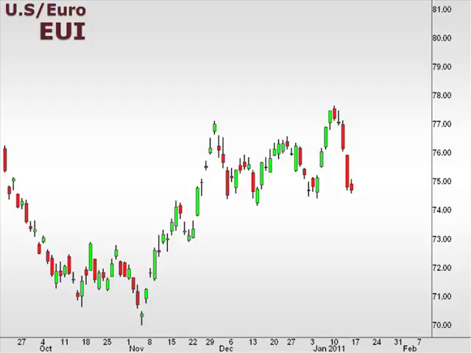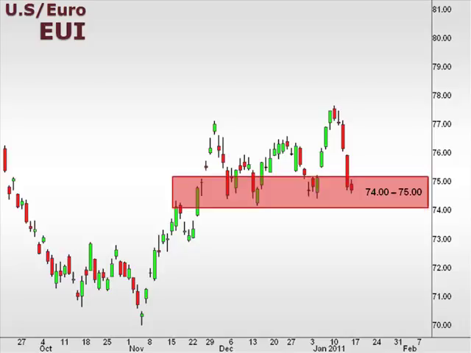Now, taking a look at the EUI, the U.S. versus the euro. Well, the U.S. dollar lost considerable ground against the euro last week, slipping all the way back down to test support within the 74.75 box. We should see a retracement of last week's move up into the 76 range. However, any break below 74 opens the window for a continuation to the downside.